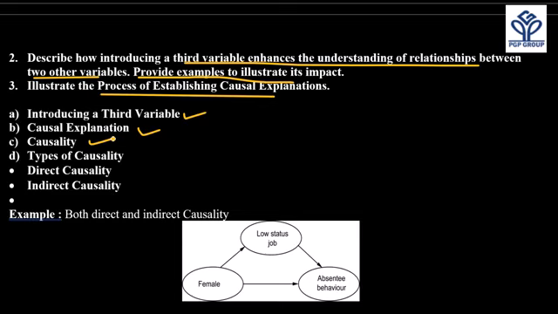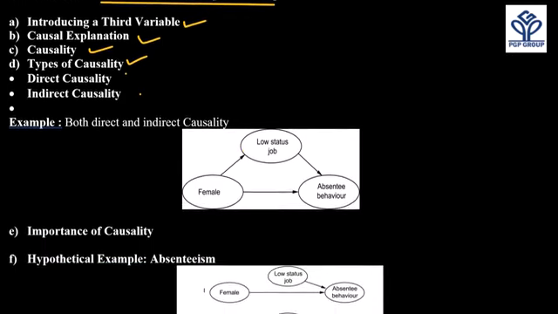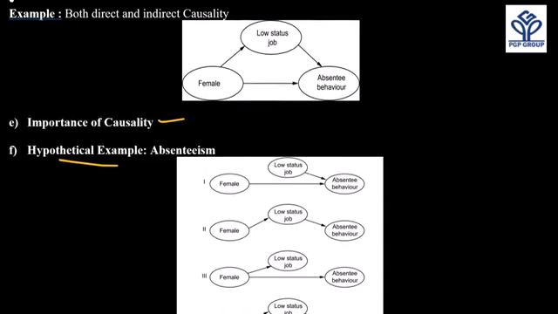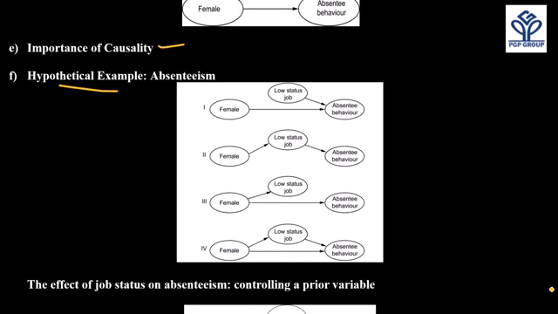Then what is causality? What are the types of causal effects? Direct and indirect. I'm giving an example here, so don't follow the same example. You can give your own example. Then what is the importance of causality? Then a hypothetical example. What does that mean? This is given step by step. You can give the step by step construction of the diagram.